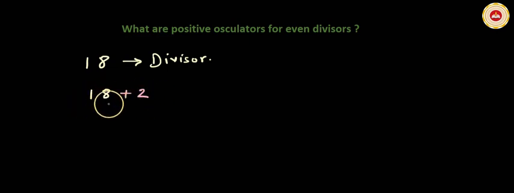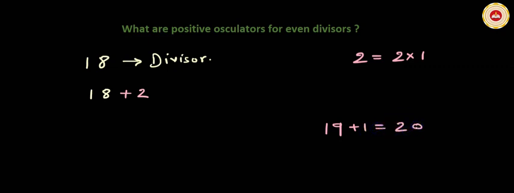Now why this 2? Because this 2 is twice the ekadhik. See, this 1 is the ekadhik. How do we calculate ekadhik? For example, if it is 19, we add 1 to this 19 and we get 20. Okay, 20 is the ekadhik of 19. 20 is one more than this 19. We have calculated this 20 by adding 1 to this 19.